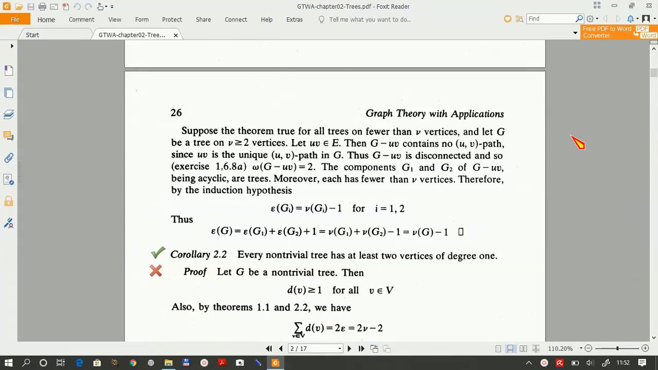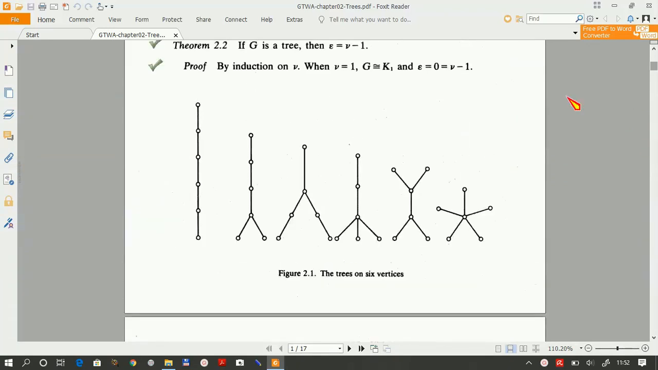Next, what can we deduce from that? We can deduce that every non-trivial tree has at least 2 vertices of degree 1, maybe several more than that, and we can see here we have just a tree with exactly two vertices of degree 1. Here we have 3, here we have 3, here we have 4, here we have also again 4, and here we have 5. Okay?